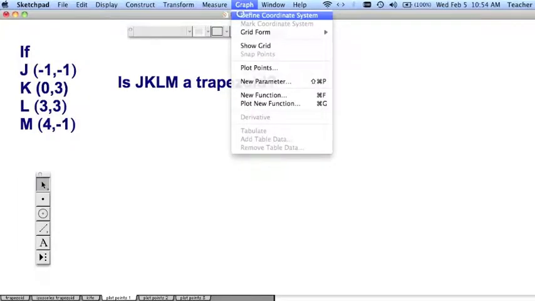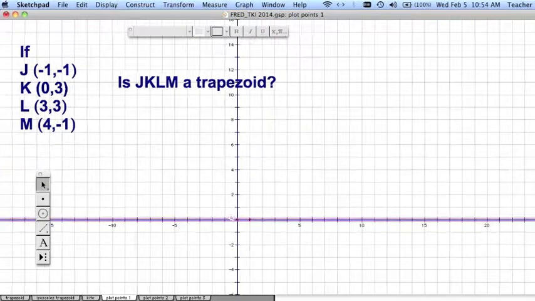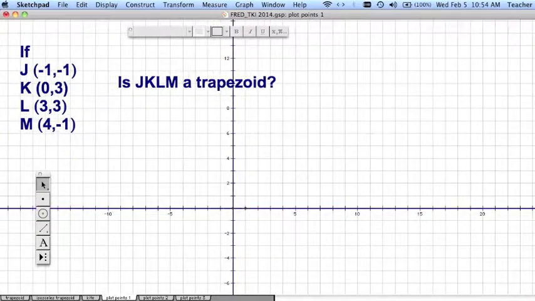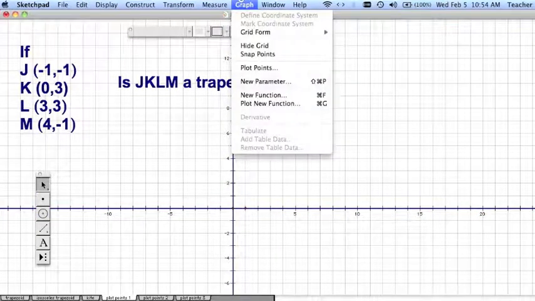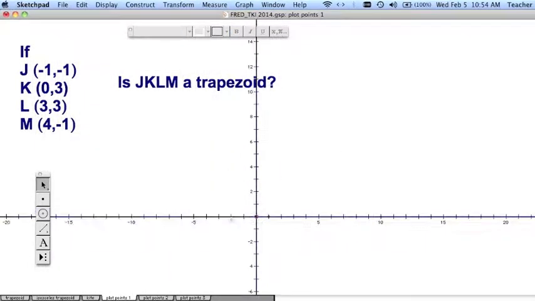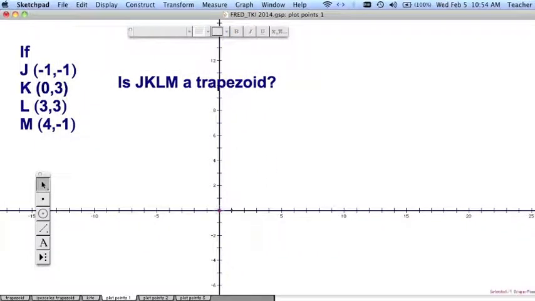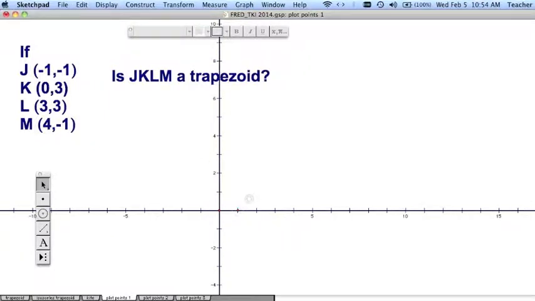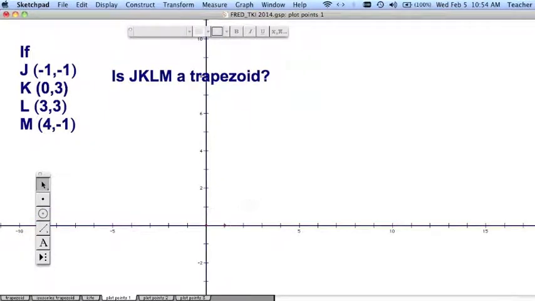Graph. Define the coordinate system. When you define the coordinate system, you're going to get all this ugly stuff here. Yuck. So graph. I'm going to hide the grid. Graph, define coordinate system. Now, don't snap these points. You're going to plot them. When you plot them, it goes like this.